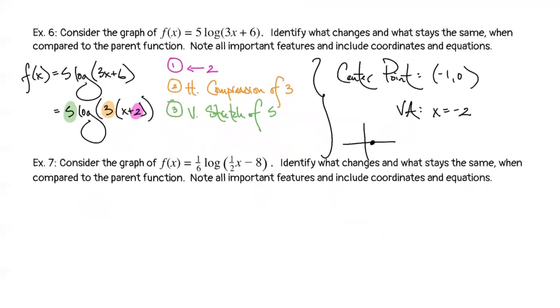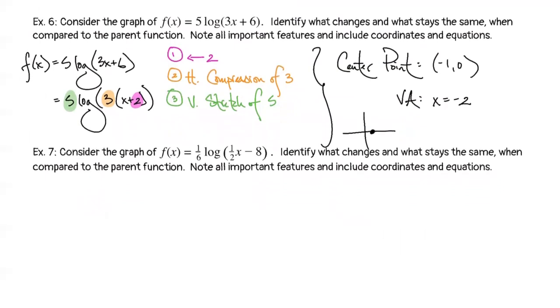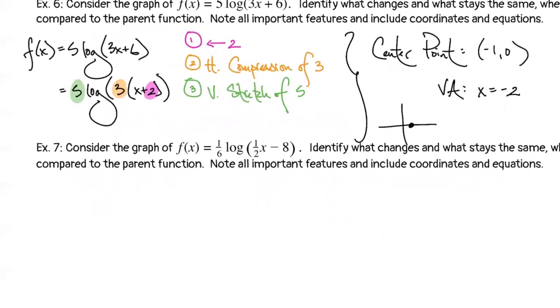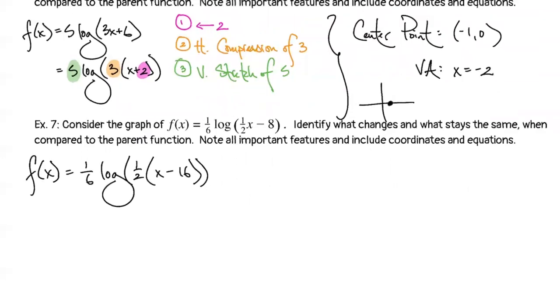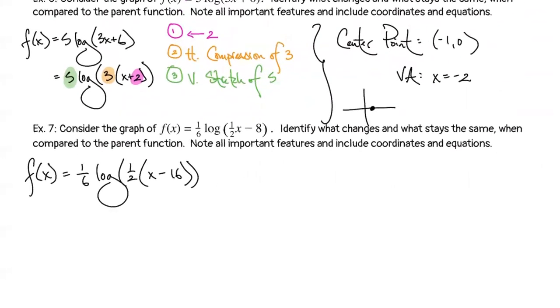All right. Example 7, super similar to example 5. We see that 1/2 again in there. When we factor that out, we're going to get that 1/2 as our b value and then x minus 16. And so if we go through our transformations, we're going to do the 16, then we're going to apply the 1/2, then we're going to apply that 1/6.